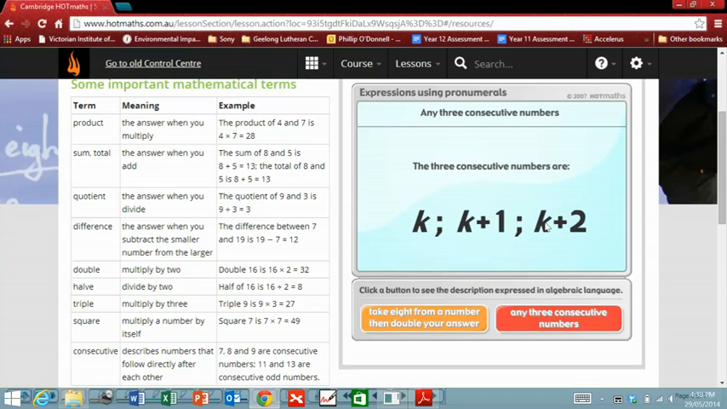Alright, so this will work for any number you were given. If you're given 7, 7 plus 1 is 8, 7 plus 2 is 9. What if you're given 20? Just say x is 20. 20 plus 1 gives us 21, 20 plus 2 gives us 22. So 20, 21 and 22. You put in any number, it'll give you 3 consecutive numbers. Again, we'll try 100. Put in 100 for x. 100 plus 1 is 101, 100 plus 2 is 102. So 100, 101, 102.